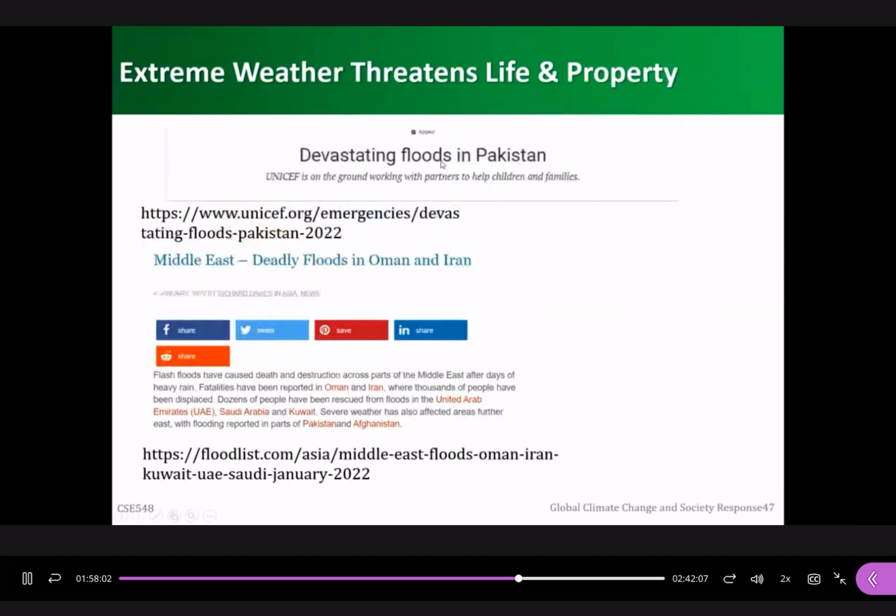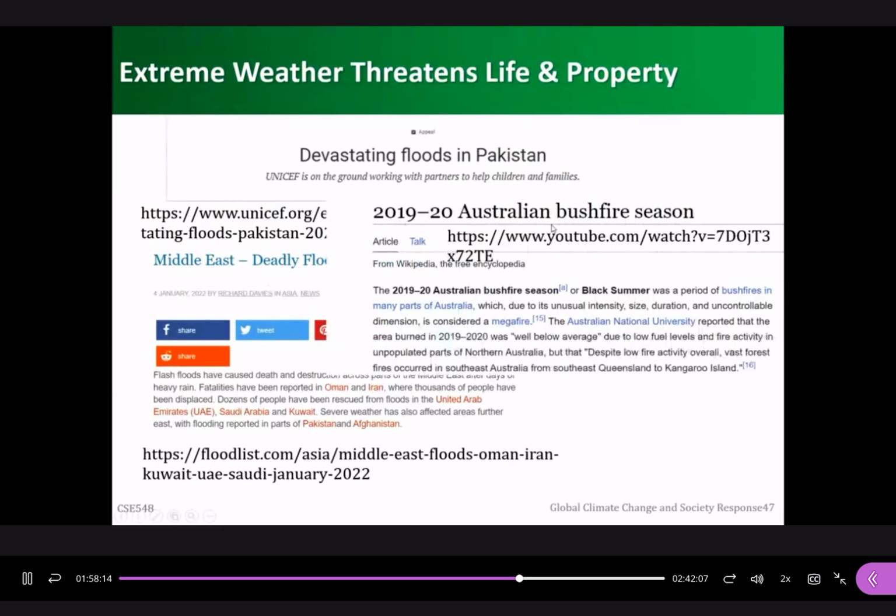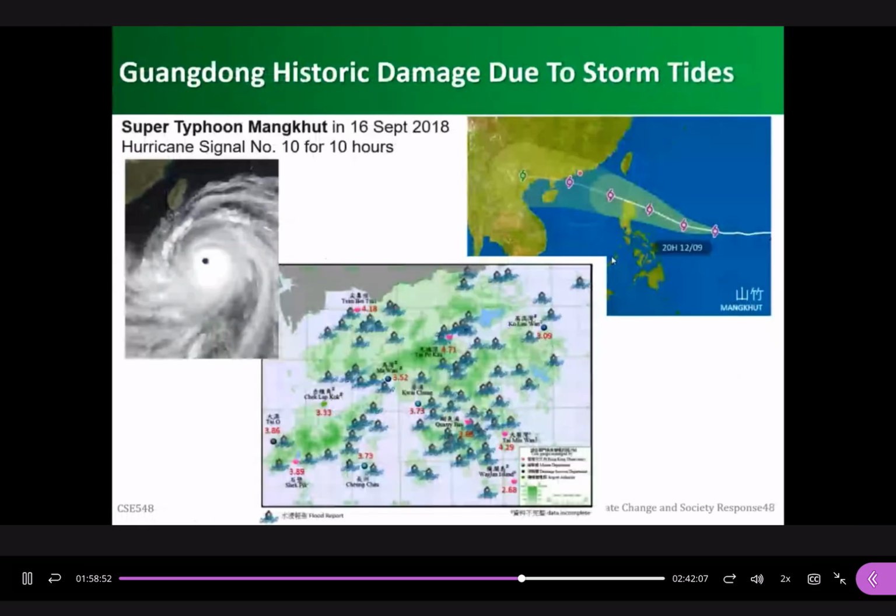And here are the devastating floods in Pakistan and the deadly floods in the Middle East, and the 2019 and 2020 Australian wildfires. These are just some examples before 2022. I remember in the last 2 years we also received news about floods in different areas. I remember many of the floods were caused by tropical cyclones that landed and then disappeared in the middle part of China. So we can always see news about flooding and drought, and possibly in the future we can receive more information about these events.